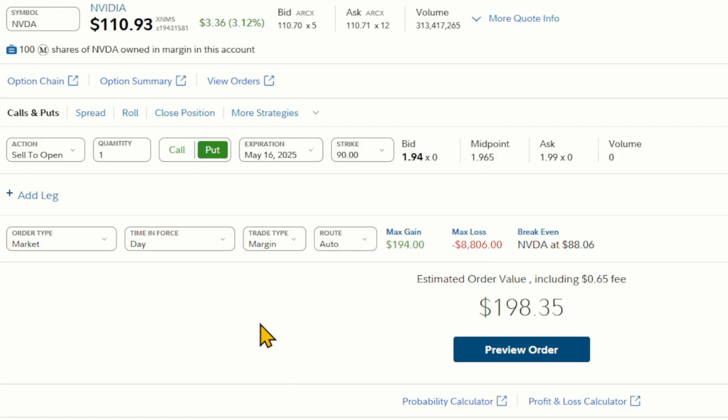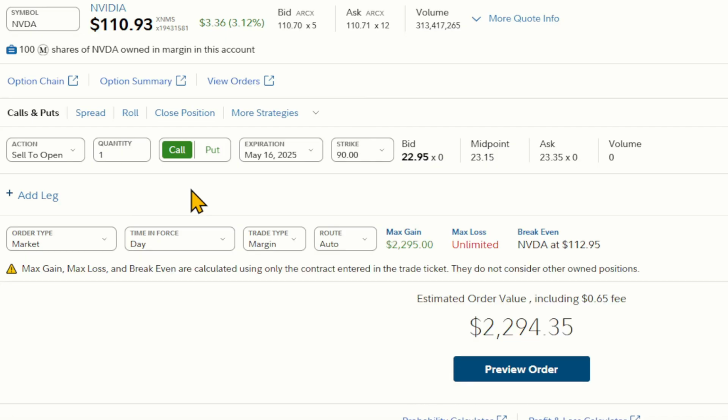So now let's set up our example of selling a call option. So again, we're going to use NVIDIA. 110.93 is the current stock price. I own 100 shares. So because I own 100 shares, I can sell a call option as a tier 1 Fidelity option trader. So I'm going to sell to open one, not put, but a call option.